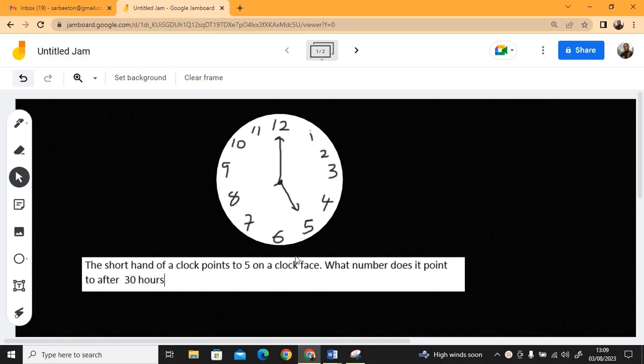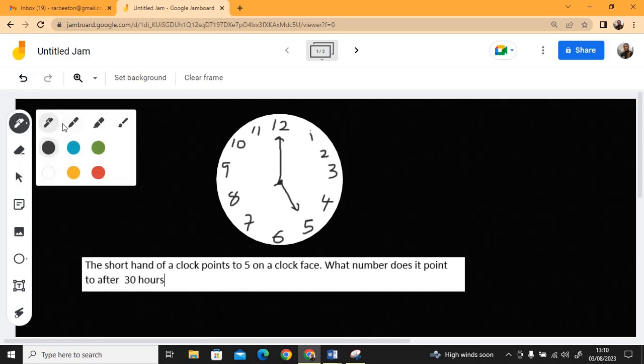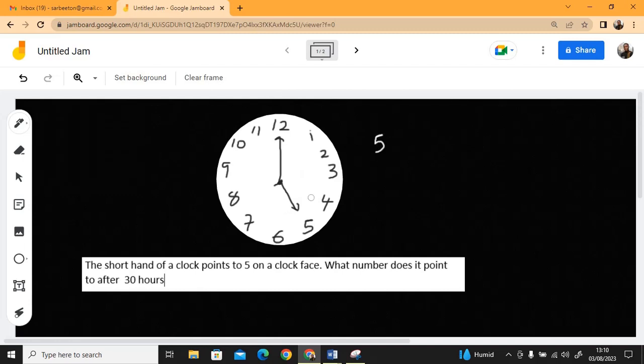Now you know it's 30 hours. This one is hours. So let's say the hand points to 5, then moving 30 hours. This is what you're going to do. So let me change my marker. This will be white. So this is 5, you add this 5 to 30. So you're going to have 5, because of 5 here, plus 30 hours, since you are moving 30 hours.